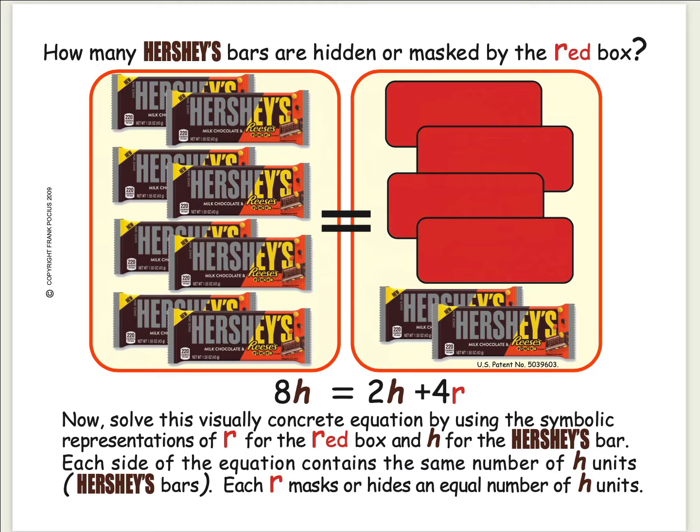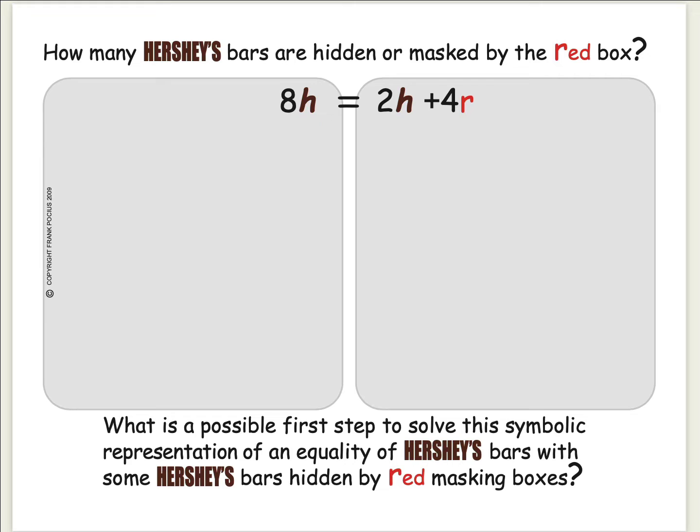Now solve this visually concrete equation by using the symbolic representations of R for the red box and H for the Hershey's Reese's Pieces bar. Each side of the equation contains the same number of H units, that's Hershey's bars. Each R masks or hides an equal number of H units. What is a possible first step to solve this symbolic representation of an equality of Hershey's bars with some Hershey's bars hidden by red masking boxes?